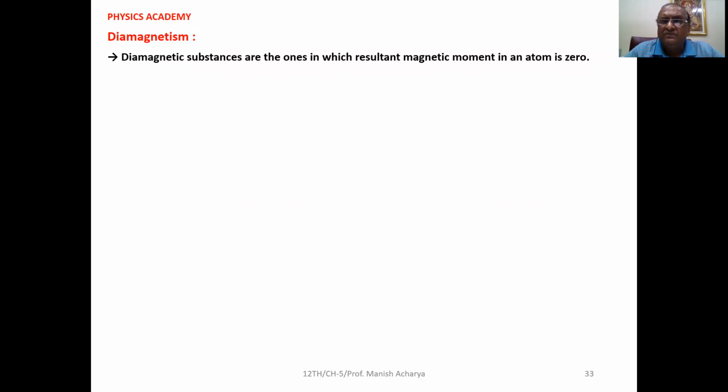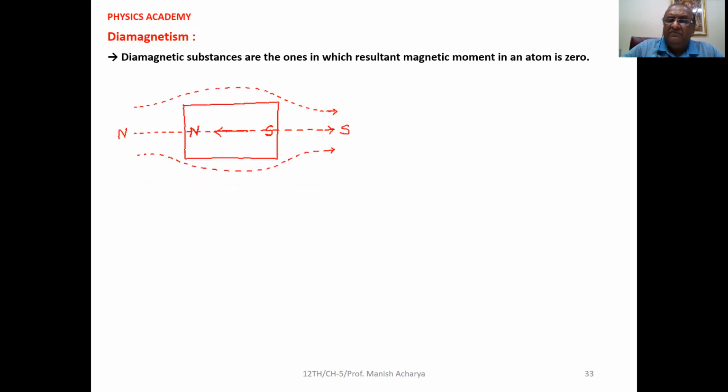So, atoms do not possess a permanent resultant magnetic moment. When these particular substances are placed in the external magnetic field, then a magnetic moment is induced in the substance, and the magnetic moment induced in the substance is in the opposite direction of the external field. So the field inside the sample will be in the opposite direction of the external field. And due to that, the resultant magnetic field inside the sample decreases for these diamagnetic materials.